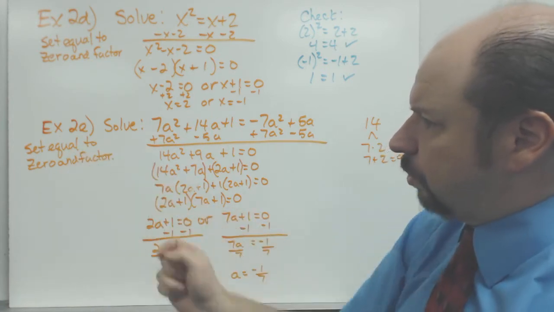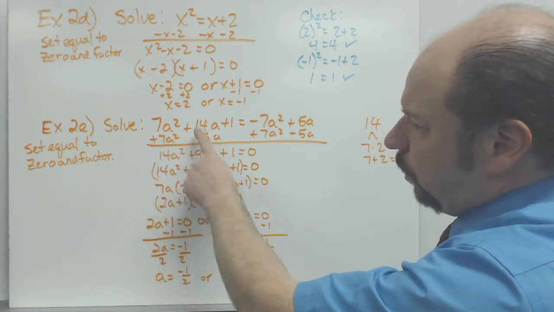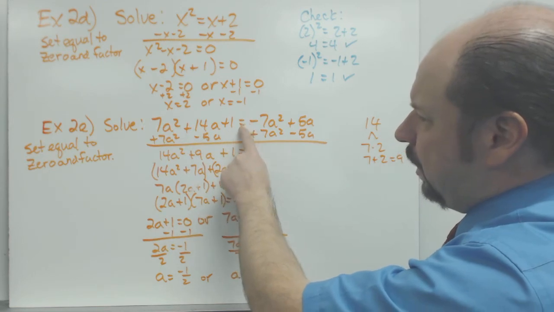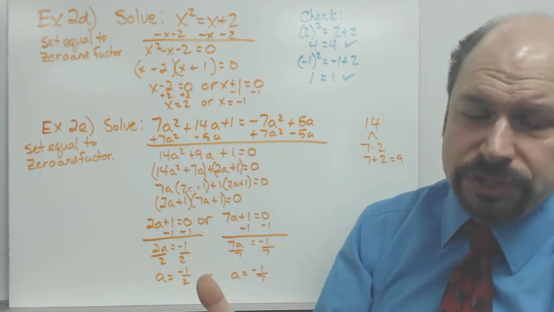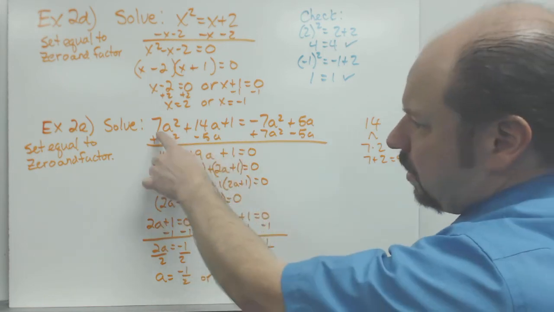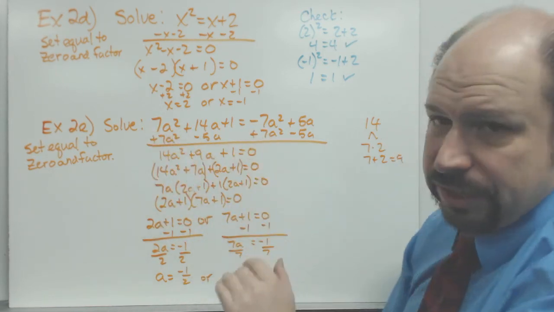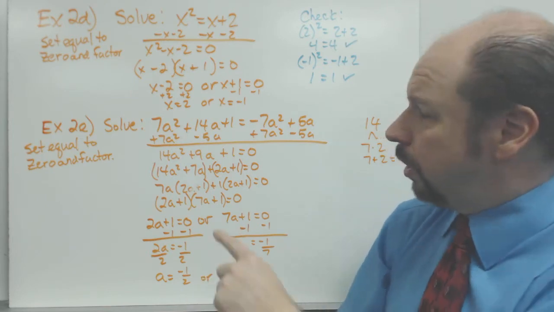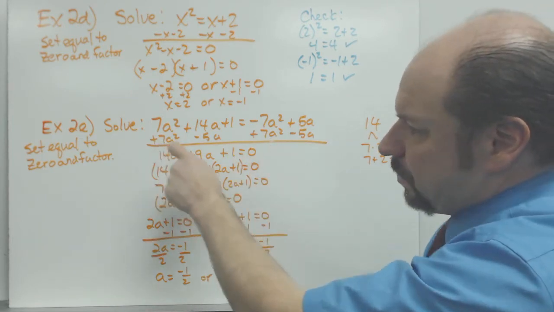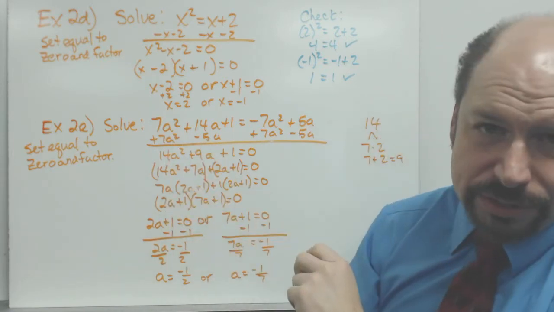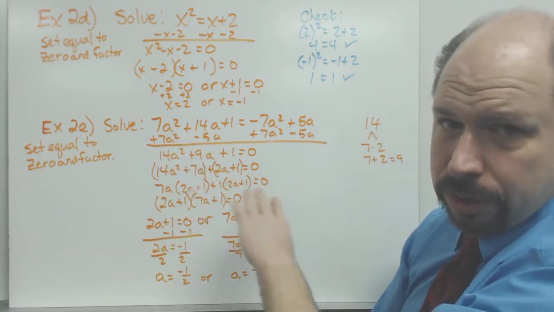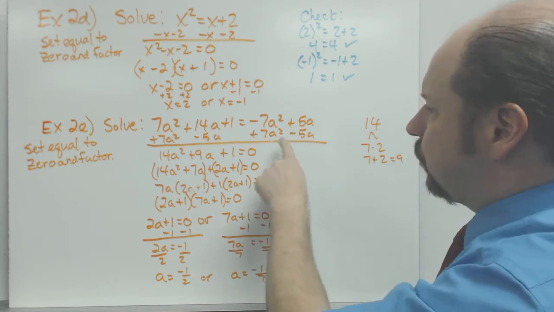So set equal to 0 and factor. So we have 7a squared plus 14a plus 1 equals negative 7a squared plus 5a. Now here's where some of you need to be careful. 7a squared here and negative 7a squared here don't make 0, because we do have to add 7a squared to both sides. 7a squared plus 7a squared is equal to 14a squared. So be careful with your manipulating of your equations.